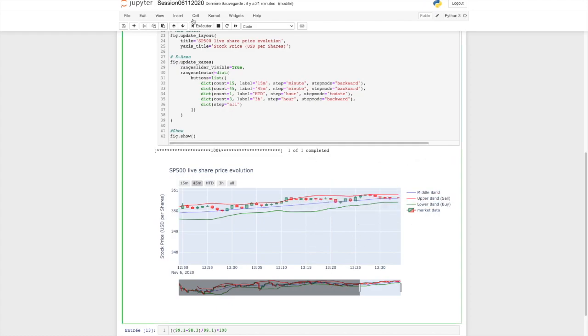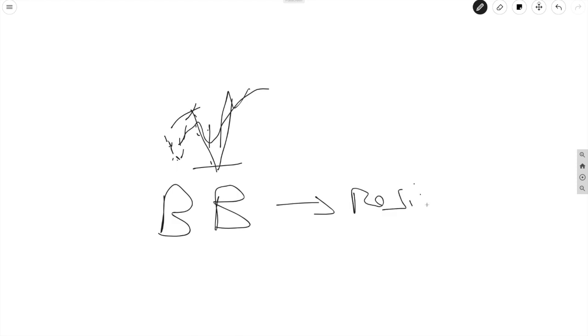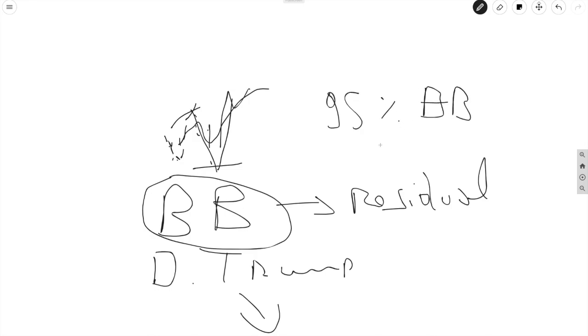And obviously, the Bollinger Band doesn't predict the residuals. For instance, if Donald Trump posts a tweet on Twitter saying this company is bad, the market will obviously go down, and the Bollinger Band can't predict this kind of event. But in 95% of cases, the Bollinger Band works quite effectively, mainly for shares that are quite stable. For shares that are more volatile, you have more benefits, but it's a little bit more risky.